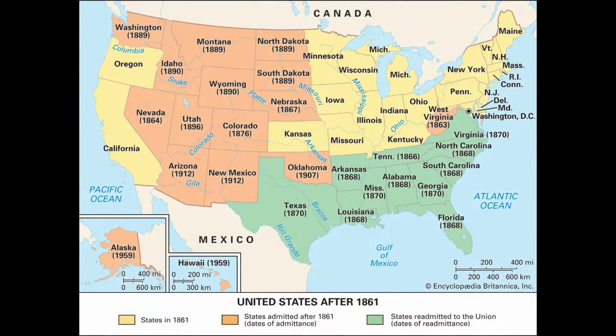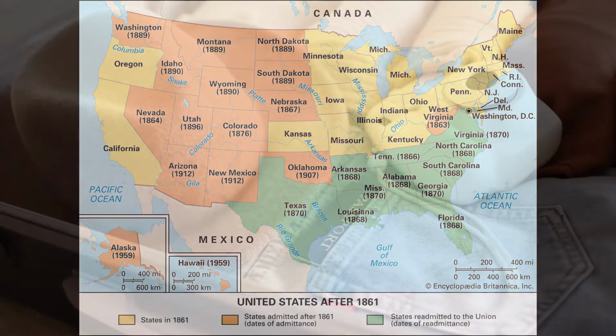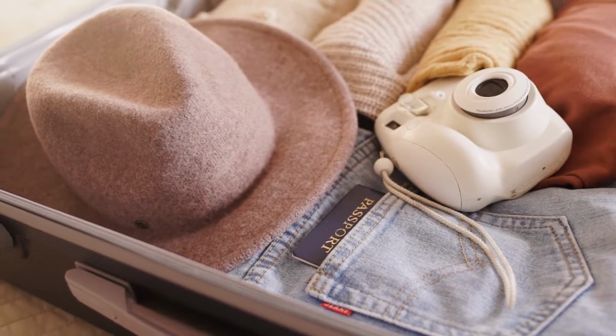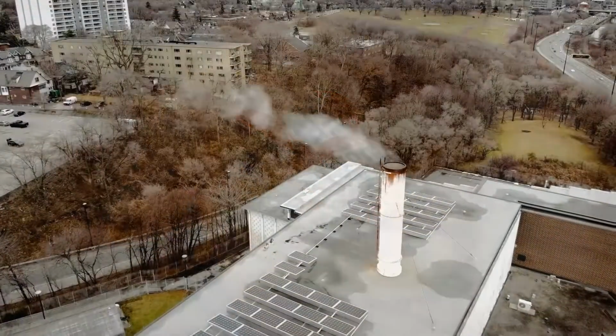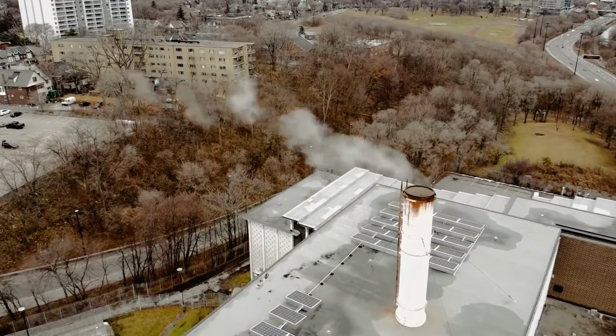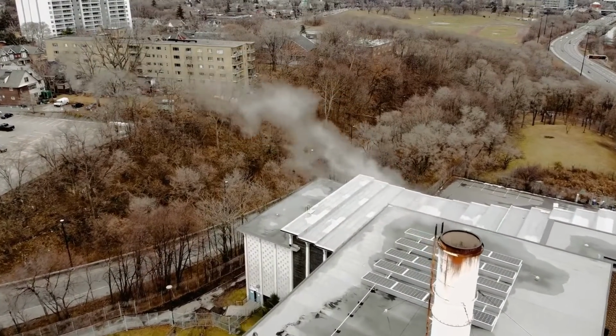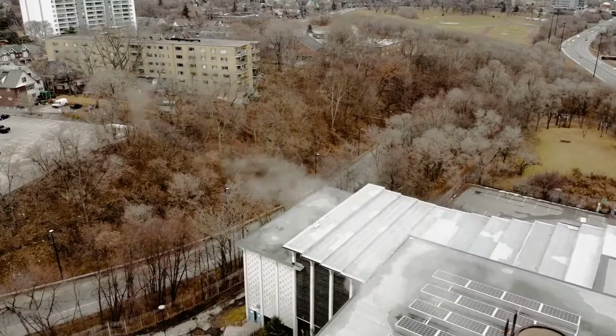Following the Civil War, the country went through a period of reconstruction and industrialization. The 13th, 14th, and 15th Amendments were added to the Constitution, abolishing slavery, granting citizenship to former slaves, and guaranteeing the right to vote regardless of race. The Industrial Revolution also transformed the nation, with new technologies leading to mass production and increased wealth.